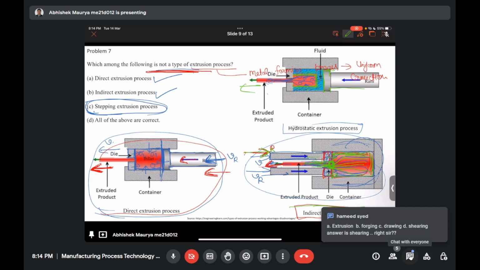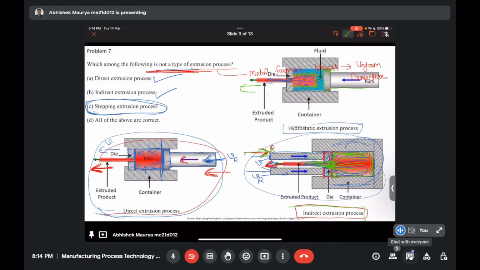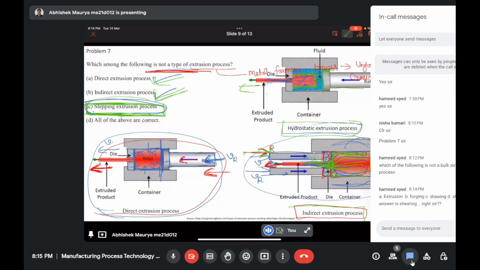Hamid has some doubt. So this is the hydrostatic extrusion process, but we are not aware of any kind of extrusion process which is known as the stepping extrusion process. That's why this is not a type of extrusion process, whereas direct extrusion and indirect extrusion are types of extrusion process. Therefore, the correct answer was C. So, Nishu, is there still doubt, or is some more explanation needed in this problem? After that, I will come to Hamid's doubt.